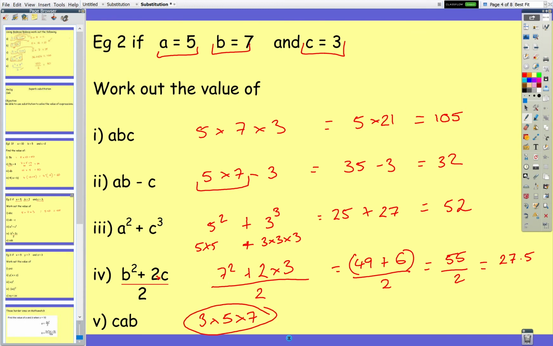And the last one, CAB, is 3 times 5 times 7. Now notice that there, all the way back to the beginning, are exactly the same, just swapped round. Now timesing is what we call commutative, so it doesn't matter which way we do it. So my answer is 105.